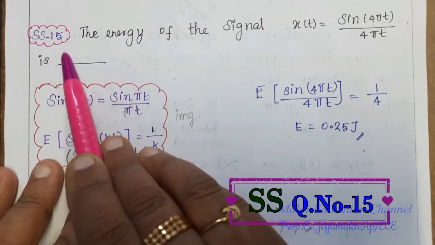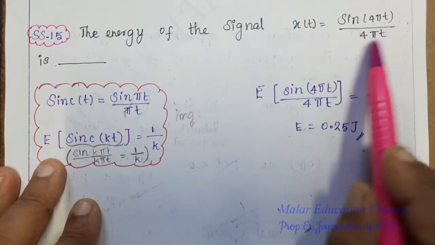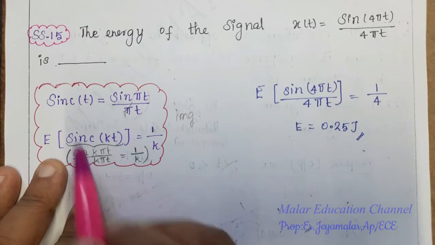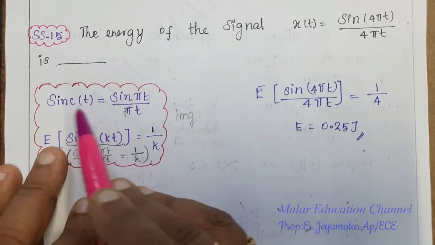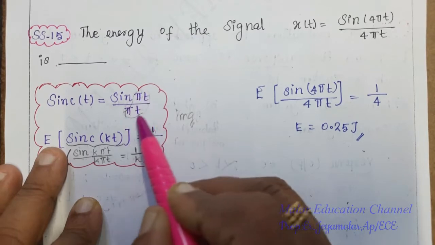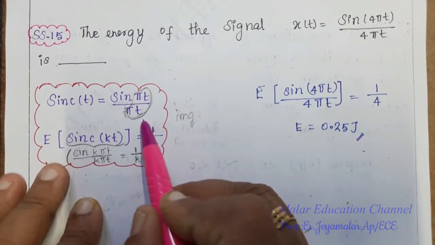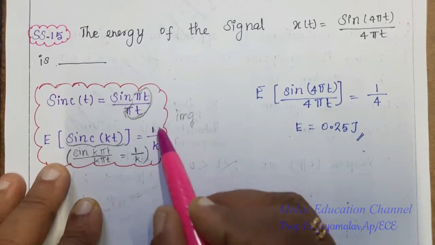Signals and systems, question number 15. The energy of the signal x of t equal to sin 4 pi t divided by 4 pi t is? Okay, we know the sinc function. Sinc function is nothing but sin pi t divided by pi t. The numerator term and the denominator term are equal, that is for the sinc function. The energy of the sinc function is nothing but 1 by k.